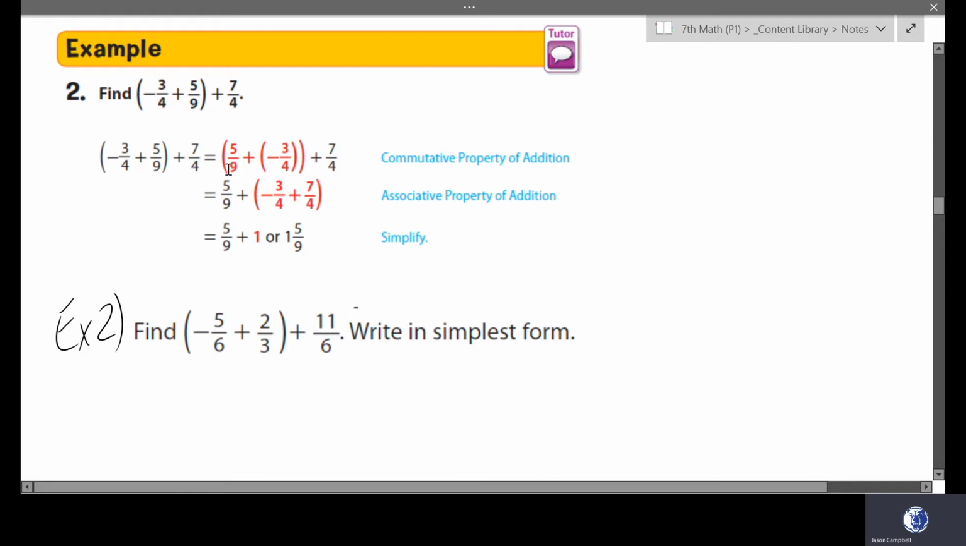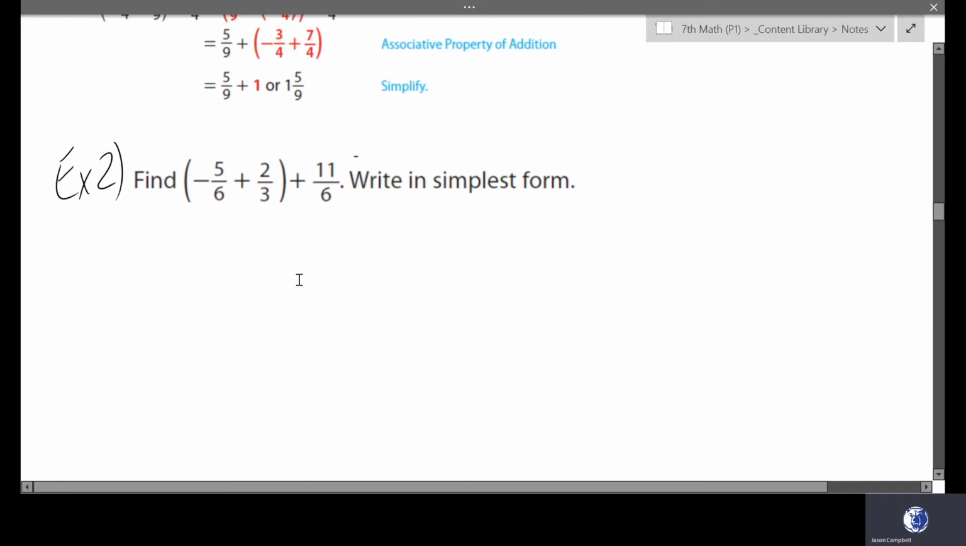Instead of trying to figure out the denominator of 9 and 4, they just added the 2 fractions that had a denominator of 4. So the negative 3 over 4 and the positive 7 over 4. When they added those together, they got 4 over 4, or 1. So then they didn't have to find a common denominator. They just added 5/9 to 1 and got 1 and 5 over 9. A little confusing.